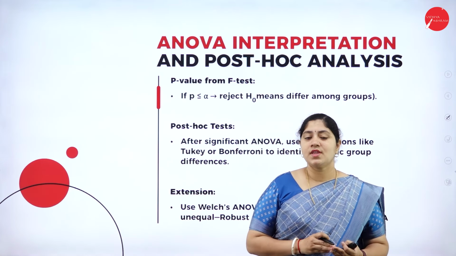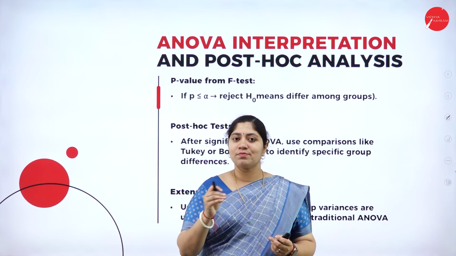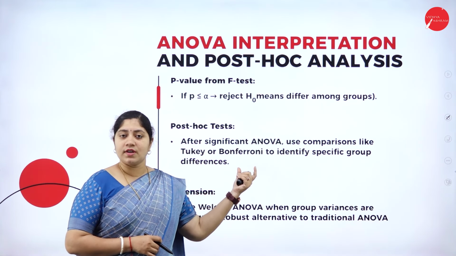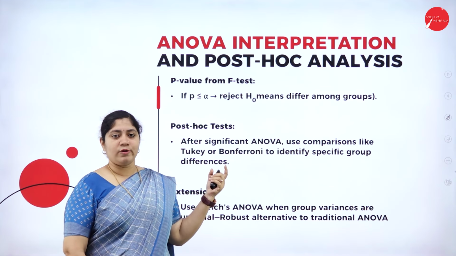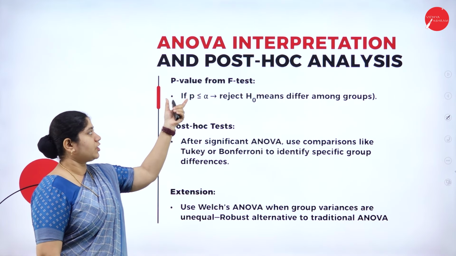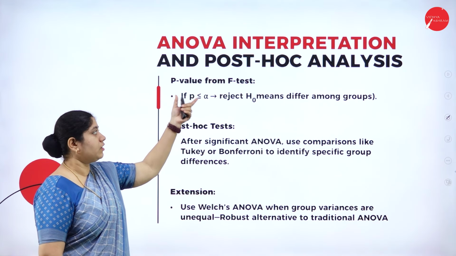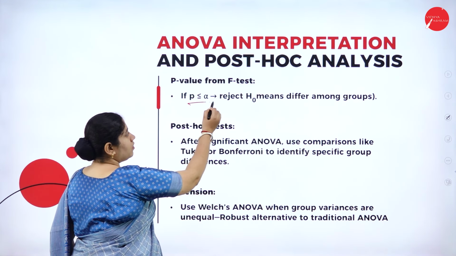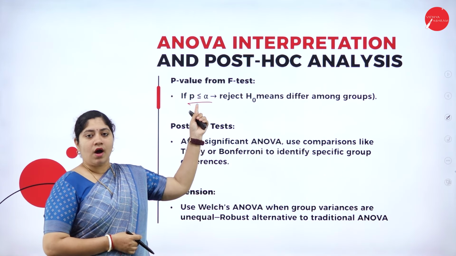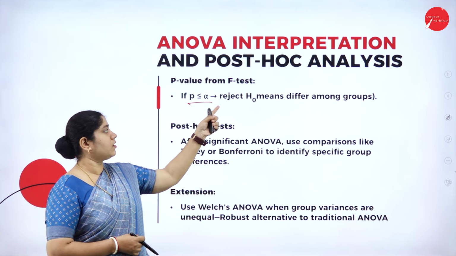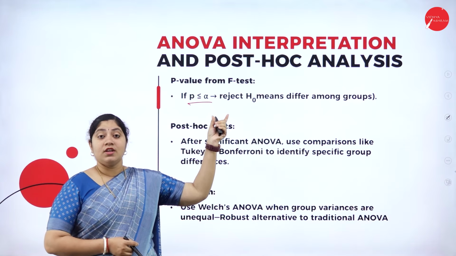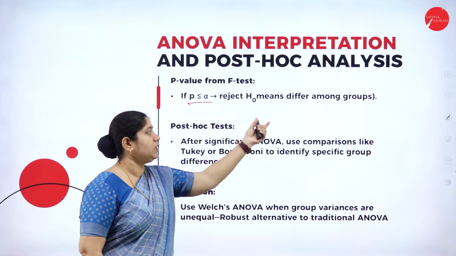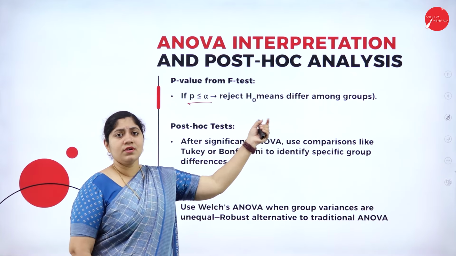Now, when we discuss the assumptions, then we have to discuss interpretations, right? After assumption and calculation, what are the different interpretations that we get from our ANOVA? So over here, the first interpretation is the p-value or the probability value from our F test. So if p is less than or equal to alpha, that is our type 1 error or significance level, it describes rejection of H0, that is the null hypothesis, meaning the means differ among different groups.